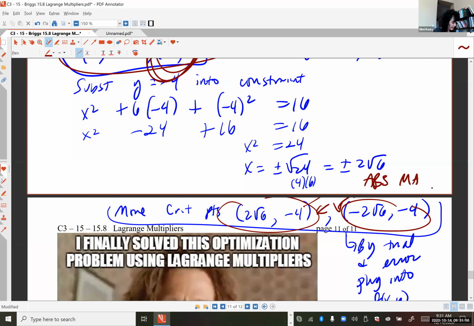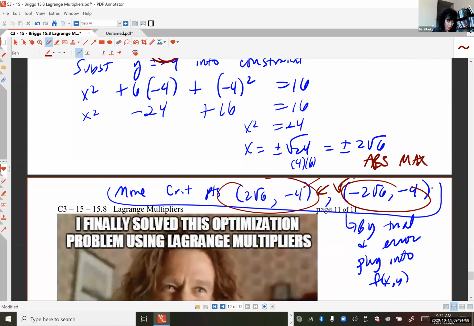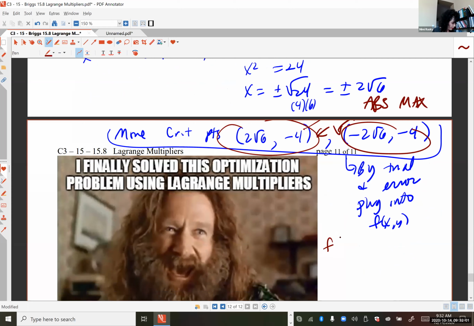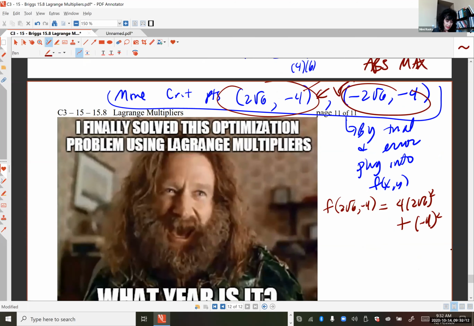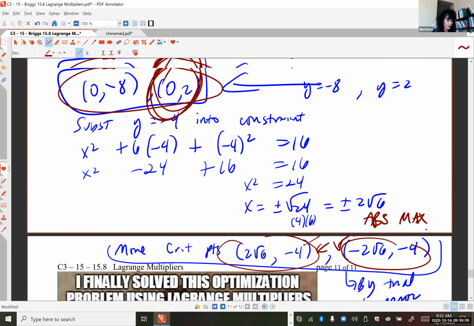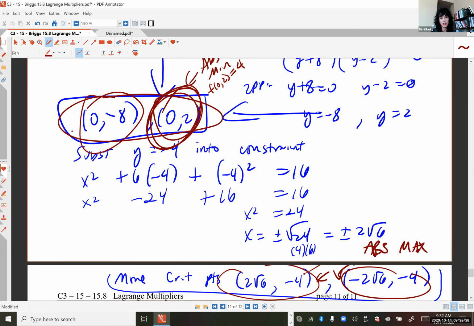And what is that absolute maximum value? Well, f evaluated at, let's just plug in 2 square root of 6, -4. You're going to have 4 times x squared plus y squared, and it turns out 112 is the maximum value. So when you're typing into MyMathLab, you're going to do all this work, and you get 4 critical points. Well, what about the other critical points? There's one that's sort of not anything. Well, he didn't turn out to be helpful.